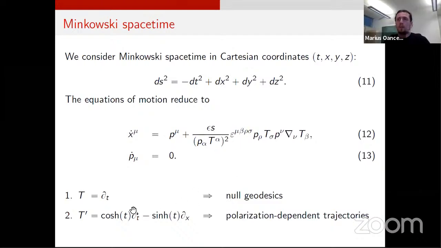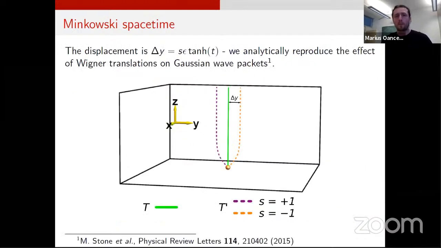The second possibility is to choose some family of boosted observers. Here I have t prime as one example, which is a family of boosted observers along the x-axis, where the rapidity of the boost is parameterized by the time coordinate in Minkowski. In this case, the correction term is non-zero, and what we obtain are polarization-dependent trajectories. So let me plot these trajectories, and hopefully this will start to make things a bit more clear.